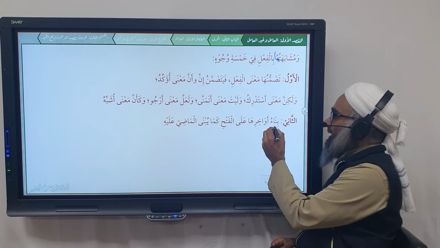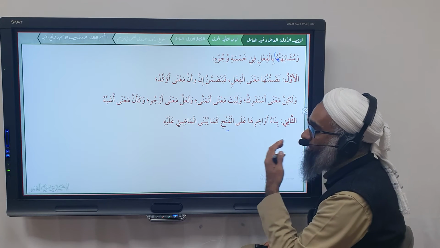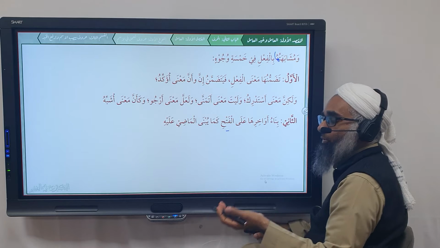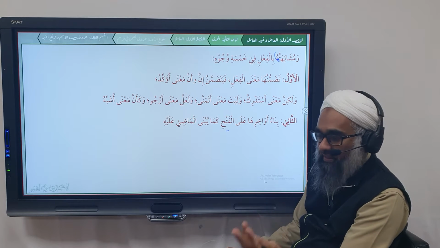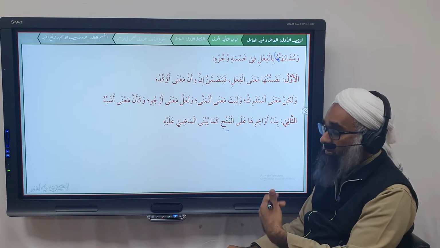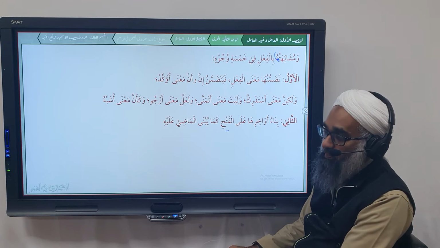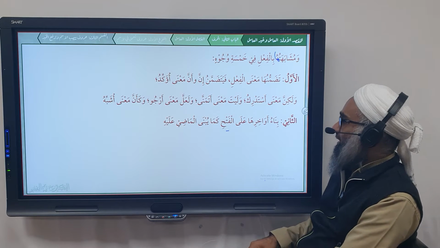The second way is بناء أواخرها على الفتح كما يبنى الماضي على الفتح. These particles are all مبني على الفتح: إن أن كأن ليت لعل لكن. All of these have a فتح at the end. Similarly, a فعل ماضي is also مبني على الفتح. Yes, they're all مبني على الفتح in the أصل.